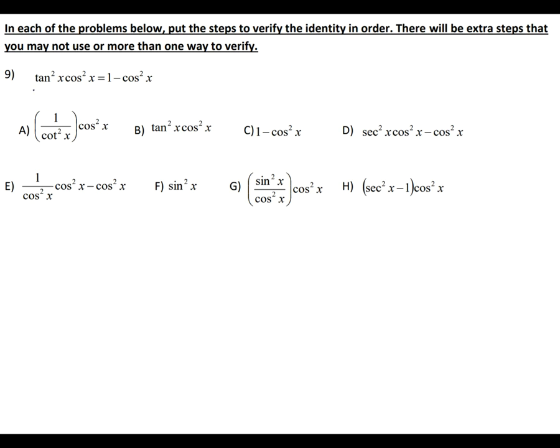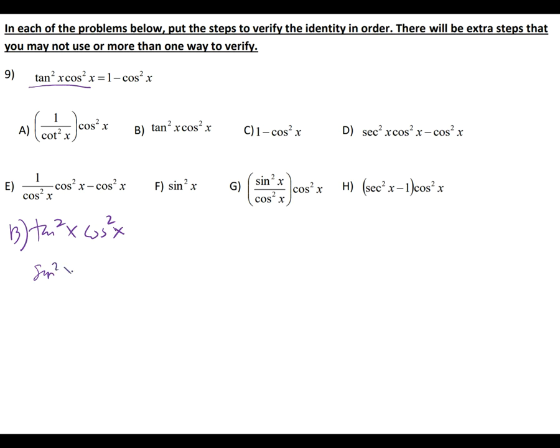Line number one, I'm going to go ahead and just start with the left side. It's going to be whatever's on the left side. So tangent squared x, cosine squared x. What letter choice is that? B. So the first thing you do is write B. Okay. So strategy number one is turn everything into sines and cosines. So what's another name for tangent?